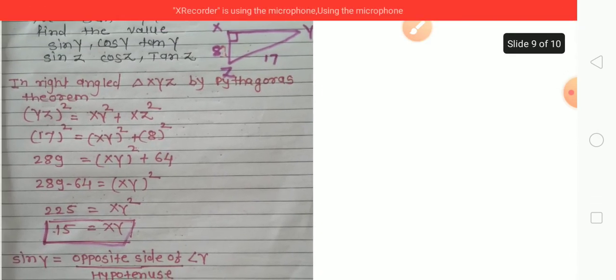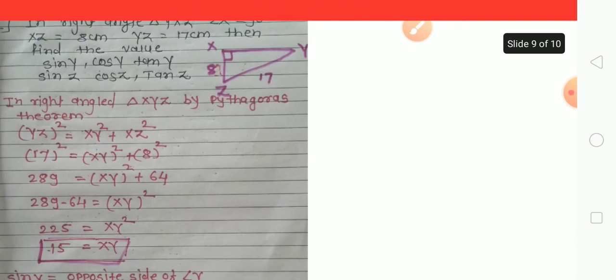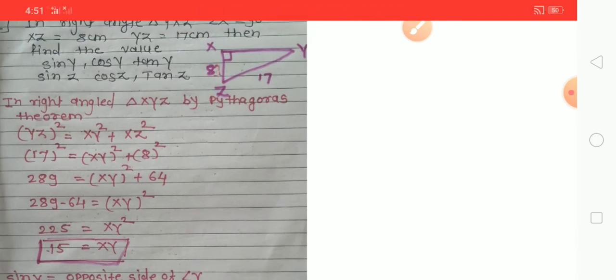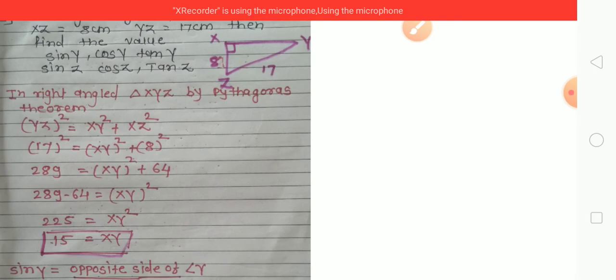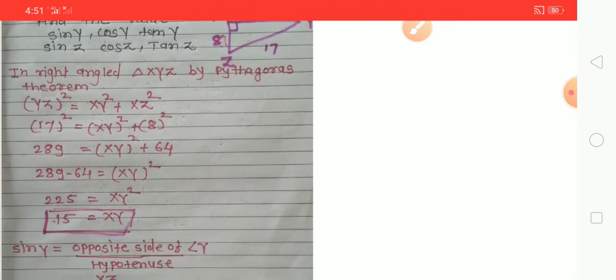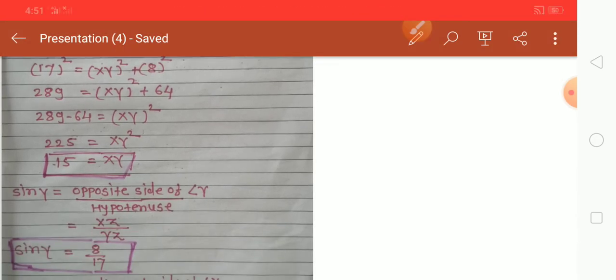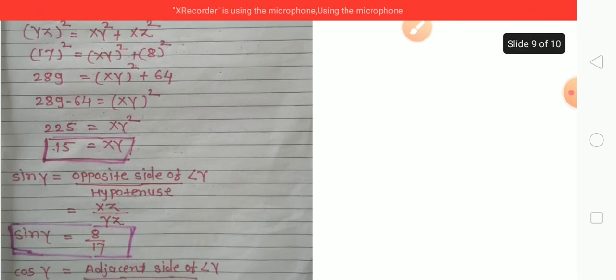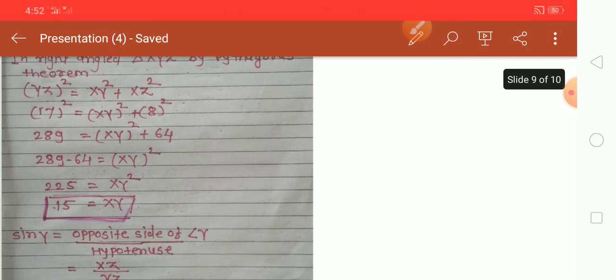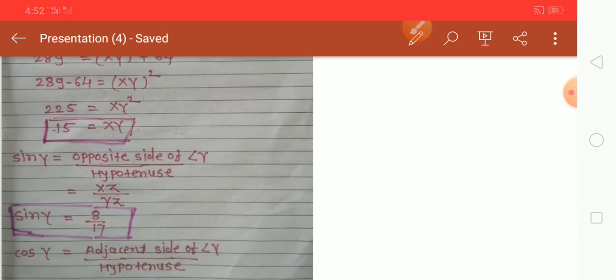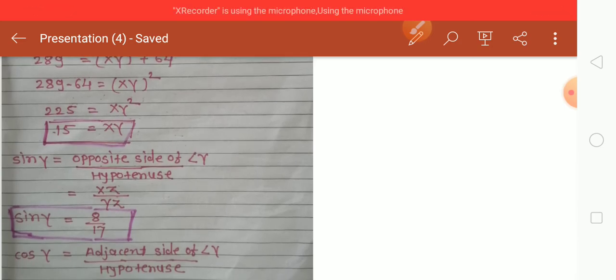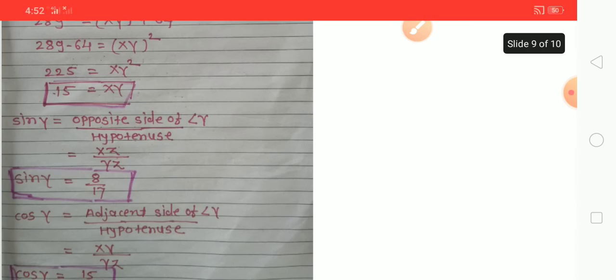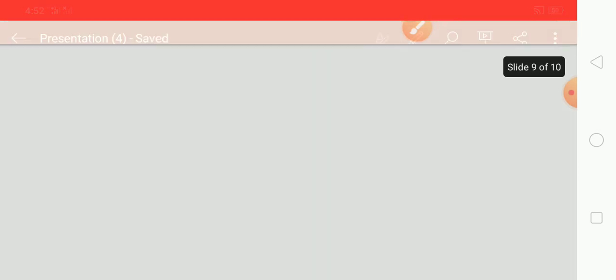So in right angle triangle xyz, by applying the Pythagoras theorem, yz square is equal to xy square plus xz square. So 17 square is equal to xy square plus 8 square. So 289 is equal to xy square plus 64. 289 minus 64 is 225, equal to xy square. Taking the square root of both sides, xy is equal to 15. Sin y is equal to the opposite side of angle y upon hypotenuse. The opposite side of angle y is xz upon yz. So sin y is equal to 8 upon 17.